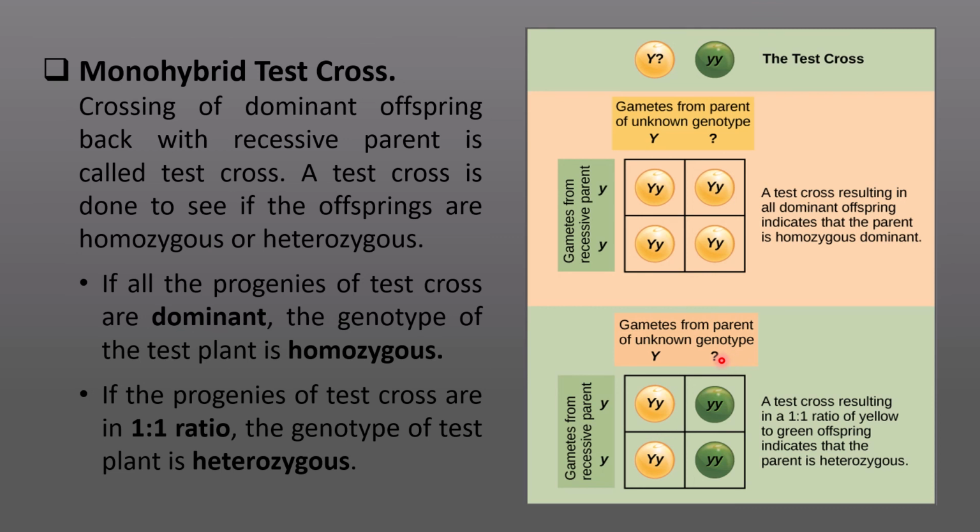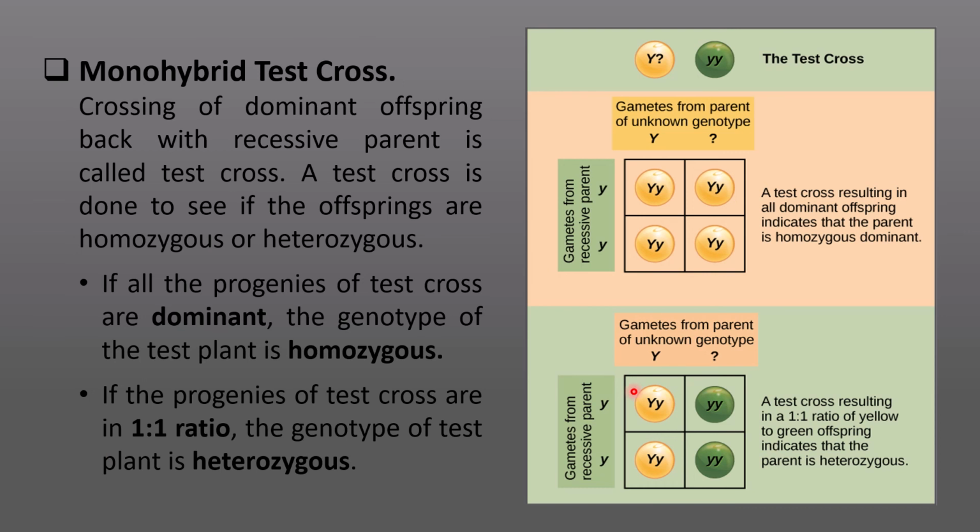What if the F1 hybrid is heterozygous? This is another scenario. This is capital Y and this will be small y. That is how we get the heterozygous yellow seed, that is the F1 hybrid. So in that case, 50% of progeny are yellow seed and 50% of the progeny are green seed. So we'll have the 1:1 ratio here.